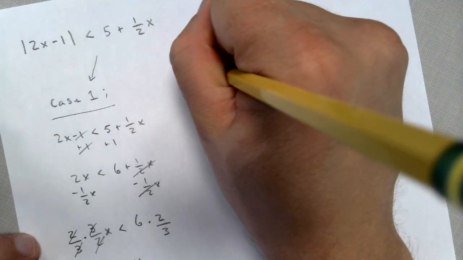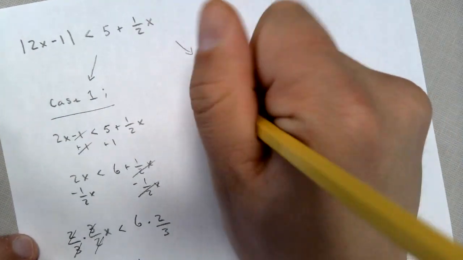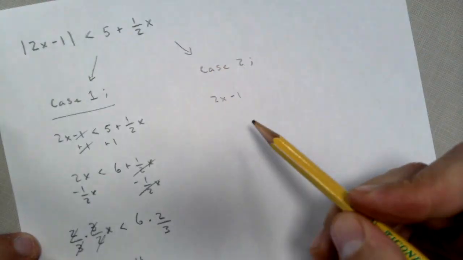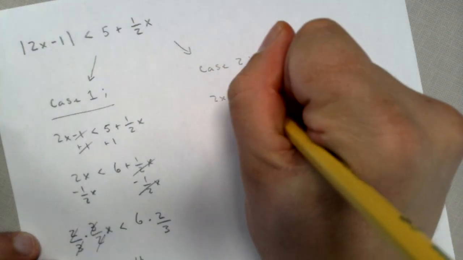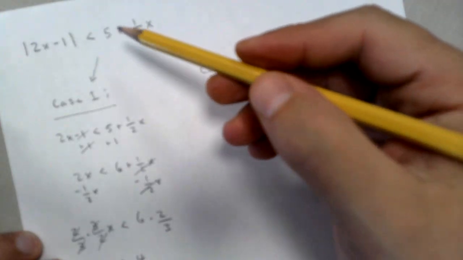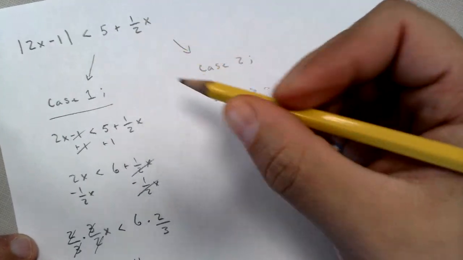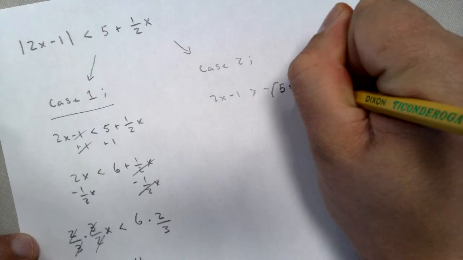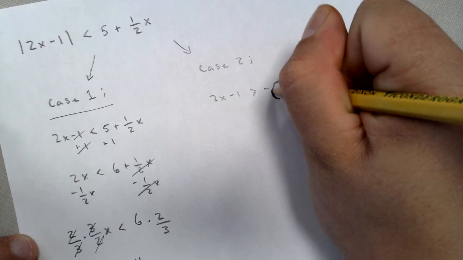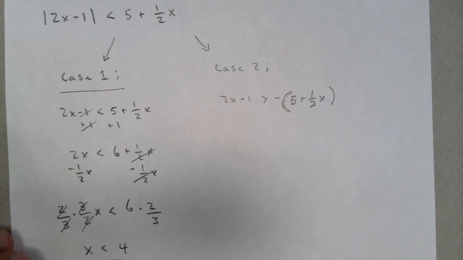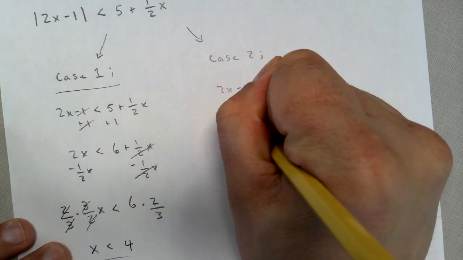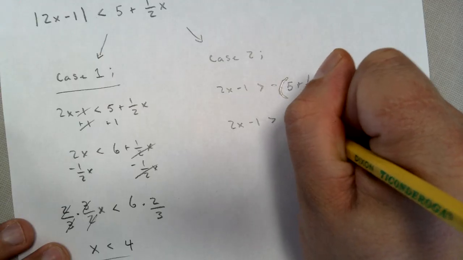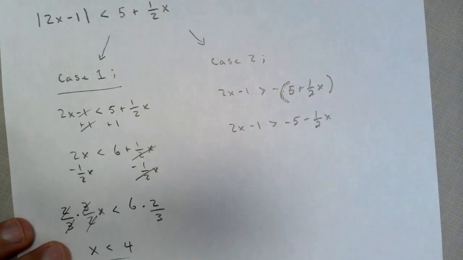In our second case, what we do is we still have our 2x minus 1, but we flip the inequality. So 2x minus 1 is greater than, and then the negative version of the right-hand side of the inequality. So negative (5 plus 1/2 x). That's supposed to be a parenthesis, I'll emphasize that. So here we have 2x minus 1 is greater than negative 5 minus 1/2 x.